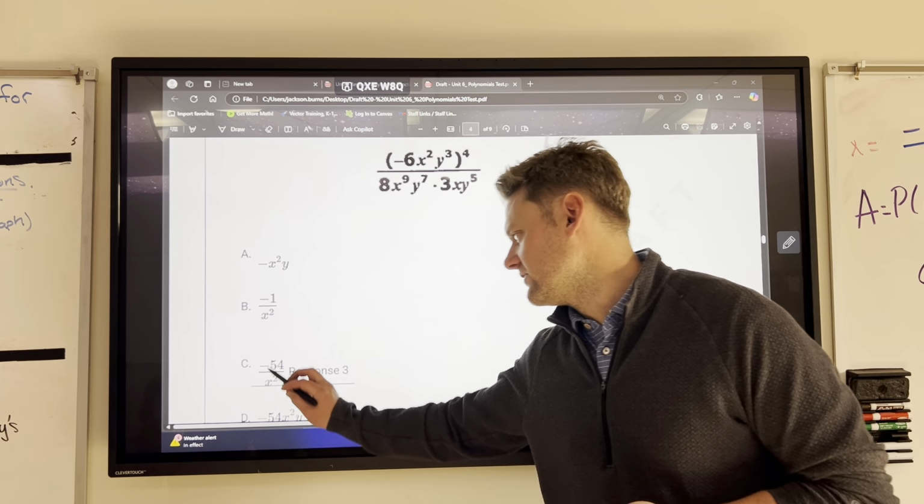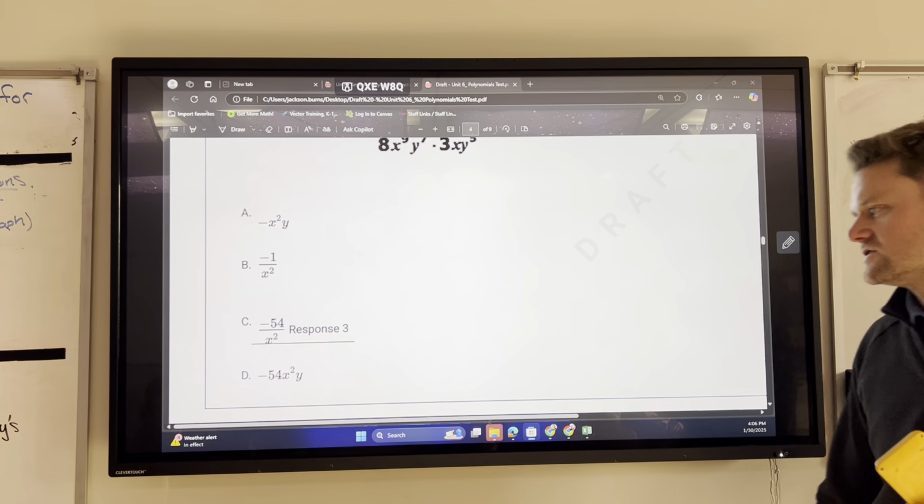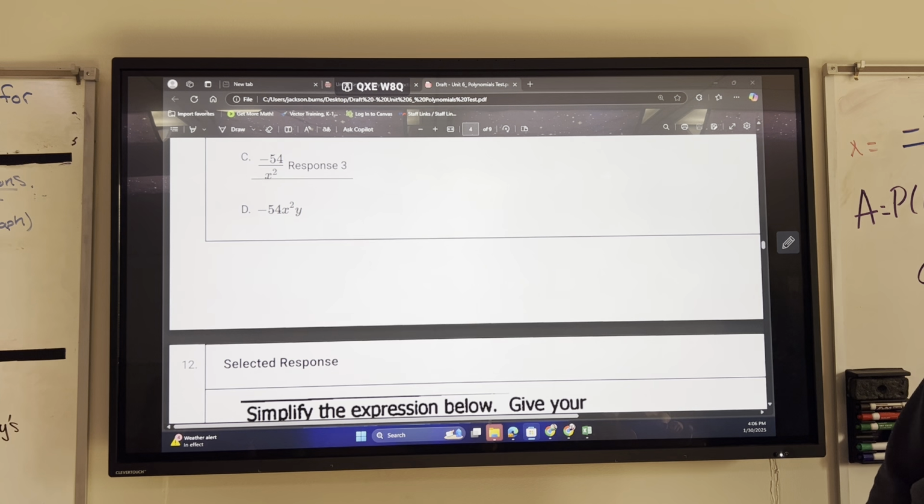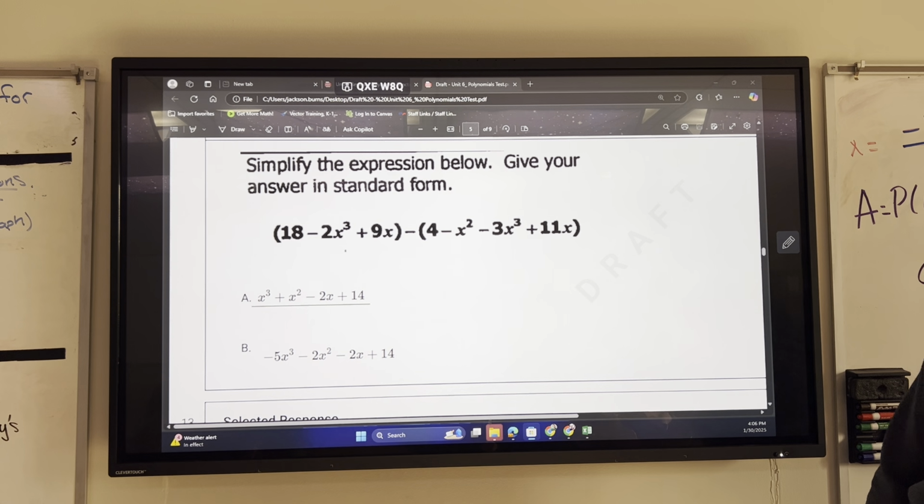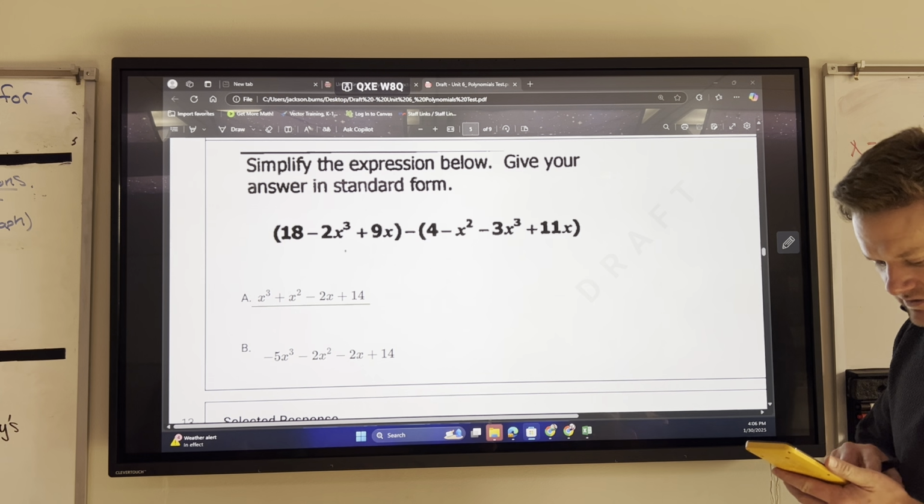All right, I don't know. I think I added a stray negative on there. That should be positive. That'll be fixed by tomorrow. All right, keep going. Next one, simplify the expression below. Give it in standard form.